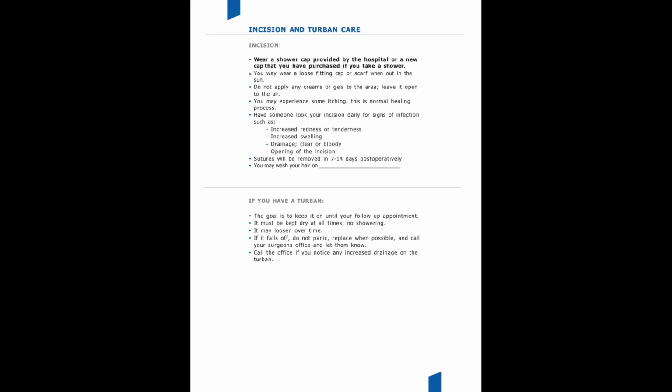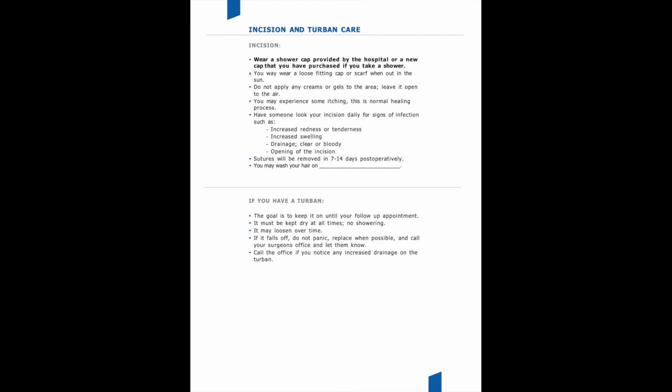Last but not least, let's talk about how to make sure that you are taking care of your incision at home. Please wear a shower cap that we will provide you with while taking a shower. You can absolutely feel free to wash your body and wash your face. We just do not want your incision getting wet until it is approved by your surgeon.